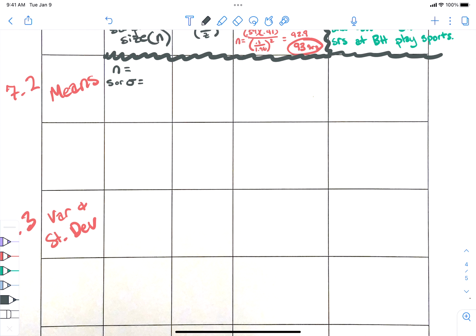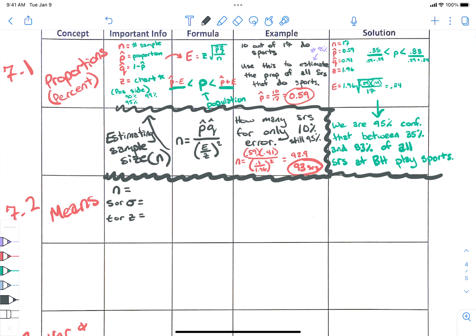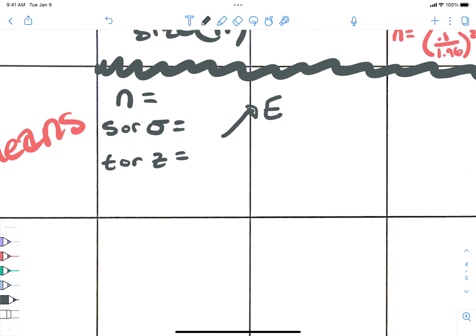Okay, we need to know what T or Z is, and we've got to figure out when we use each one, right? T or Z. And we have to figure out the error. Let's see how I did this up here. T or Z. Okay. Yeah, let's do that. Error. We use that information to calculate the error. Okay. All right. Do you know when you use T or Z?